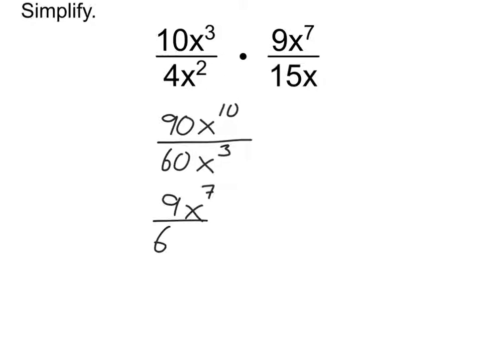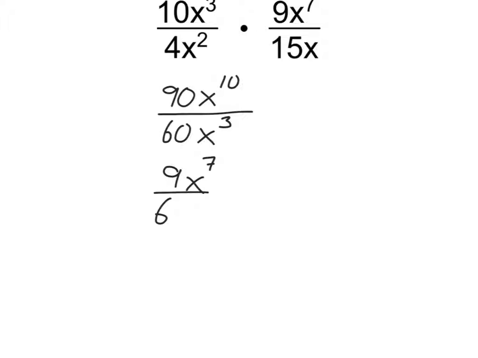And so when we do that then, we should end up with 3x to the 7th, and then 6 divided by 3 on the bottom will give me 2. Now that can't be reduced anymore. That is our final answer. Whether you go straight there or whether you take the intermediary step and then get there, either way is fine.